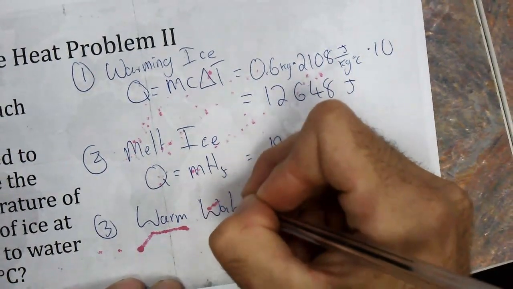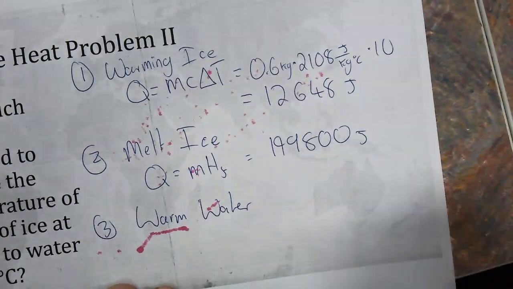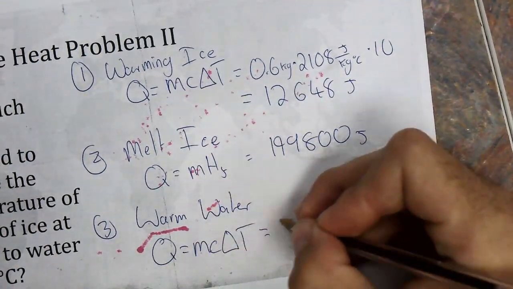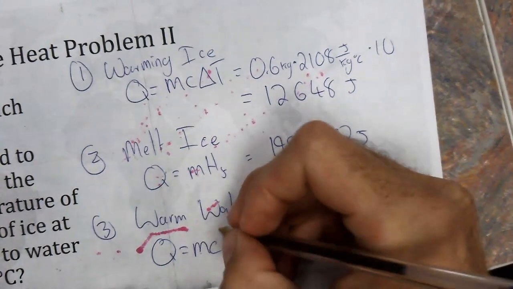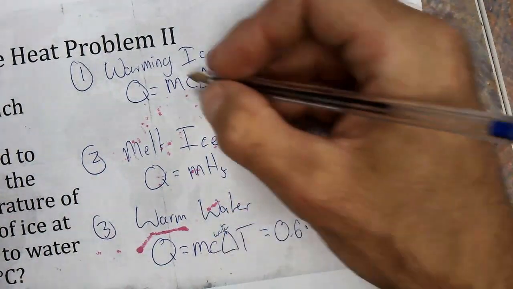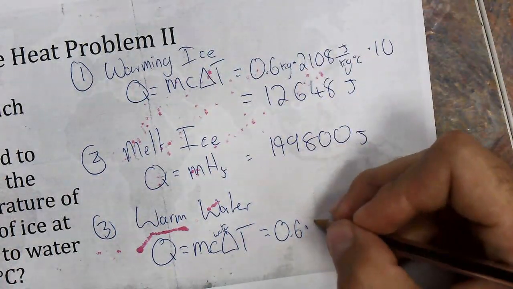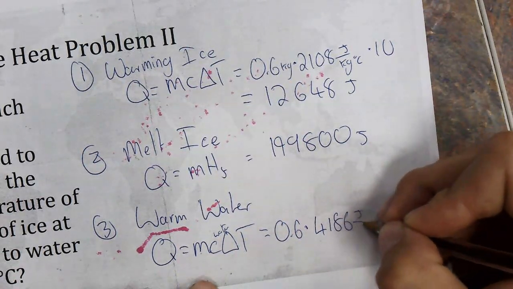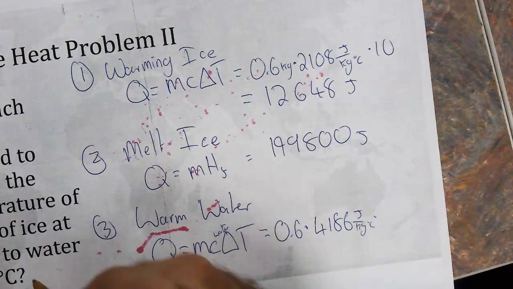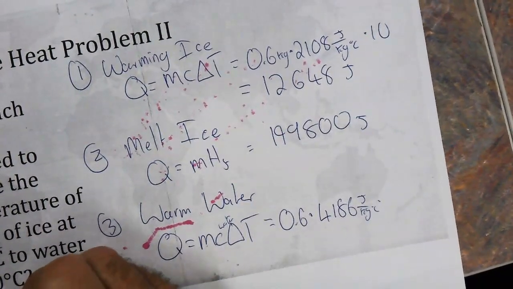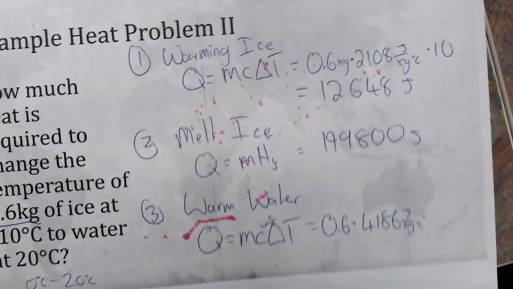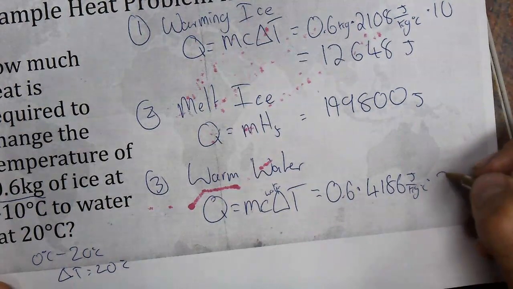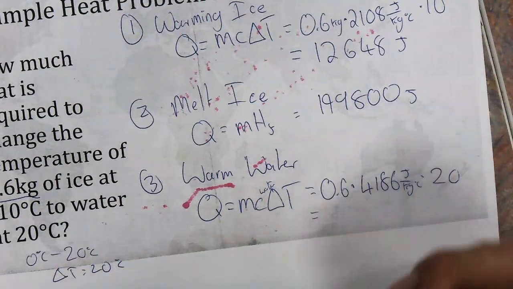Warm the water. So again, changing the temperature of the water, I need the first equation, Q is equal to mc delta T. So it's going to be 0.6 times the C of water. That's different to the C of ice. The C of ice is 2108. The C of water you'll see in that worksheet is 4186 joules per kilogram degrees Celsius, multiplied by, I'm now going from 0 degrees Celsius to 20 degrees Celsius. So the delta T is going to equal 20. So multiply it by 20. And you plug all that in.